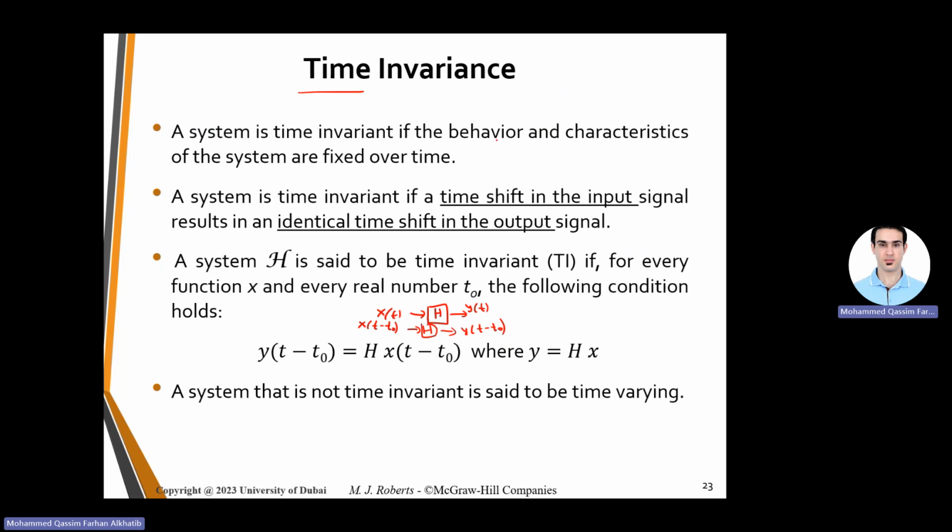So a system is time invariant if the behavior and characteristics of the system are fixed over time. A system is time invariant if a time shift in the input signal results in an identical time shift in the output signal. A system is said to be time invariant, TI, if for every function x and every real number t naught, the following condition holds: y of t minus t naught, that's the shift after you do the transformation, equals the transformation when you do the shift to the input, where y equals h of x. A system that is not time invariant is called a time varying system.